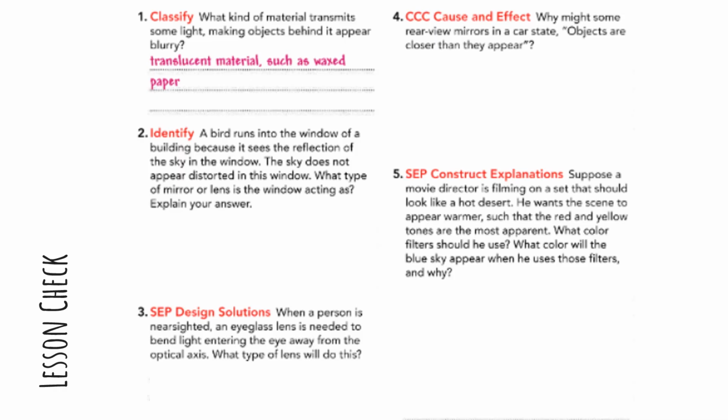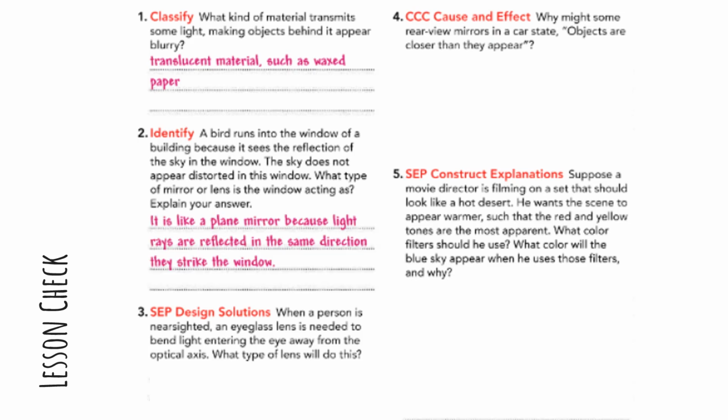2. A bird runs into the window of a building because it sees the reflection of the sky in the window. The sky does not appear distorted in this window. What type of mirror or lens is the window acting as? Explain your answer. It is like a plane mirror because light rays are reflected in the same direction they strike the window.